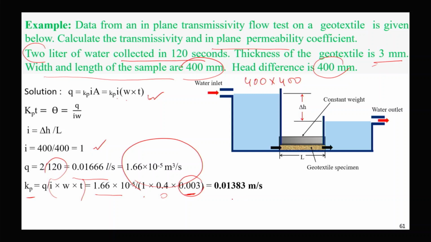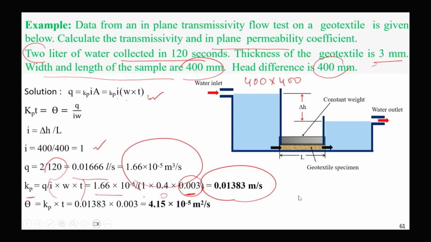So we get the Kp value as 0.01383 meter per second, and theta, using the above relationship, is 4.15 multiplied by 10 to the minus 5 square meter per second.